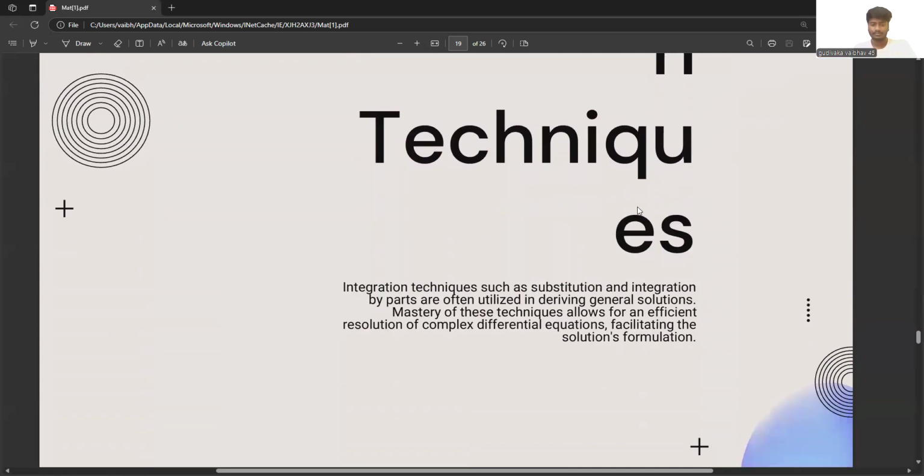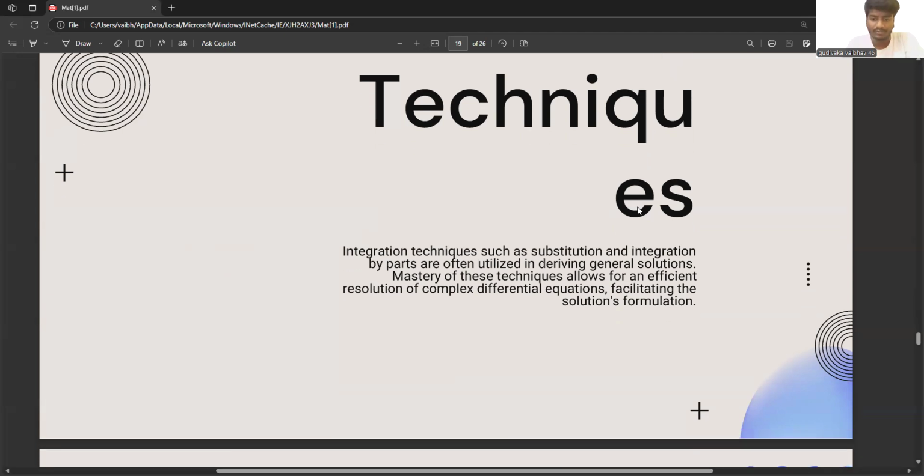Techniques. Integration techniques such as substitution and integration by parts are often utilized in deriving general solutions. Mastery of these techniques allows for an efficient resolution of complex differential equations, facilitating the solution formulation.